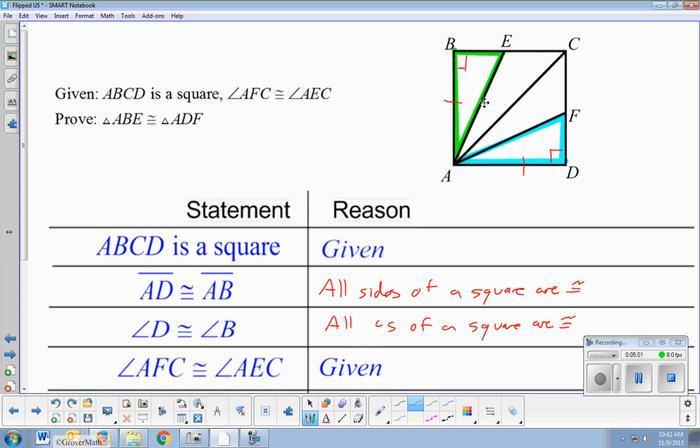Or I guess just a reflection across AC would do, but I could also think of it as a rotate 90 degrees and then reflect if I wanted to do a rigid motion here. But so the diagonal properties aren't going to be used here. We've got to think about the angles, we've got sides, and that's really about it.